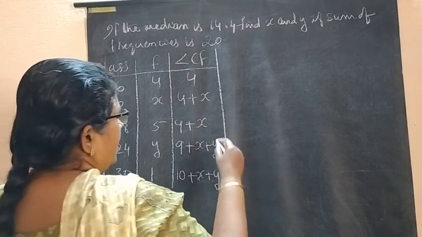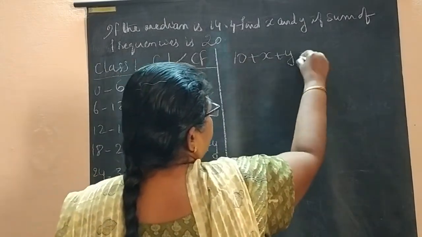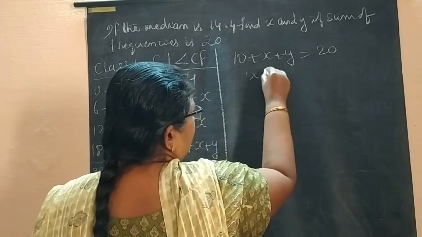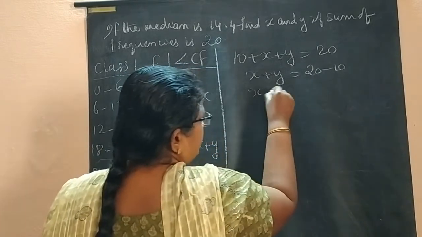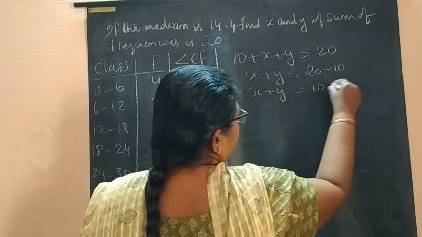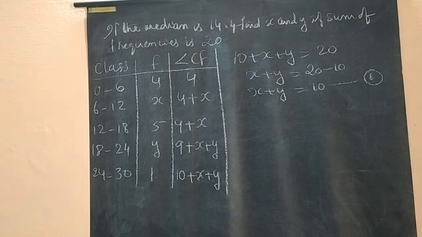Okay, so how to do? 10 plus x plus y is equal to 20. So x plus y, 20 minus 10, that is x plus y is equal to 10. This is equation 1. x plus y is 10. And second equation we will get from the median formula.